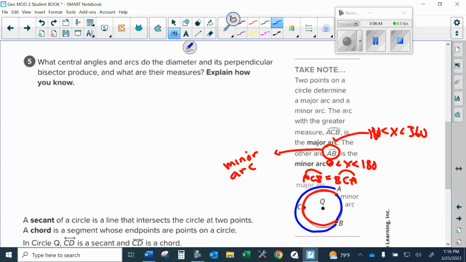Let's change this to purple so you can talk about colors. So arc AB cannot be this purple one, because that's more than 180. If it's only got two letters, it's got to be a minor arc. So it's the blue one. Okay, difference between major and minor.